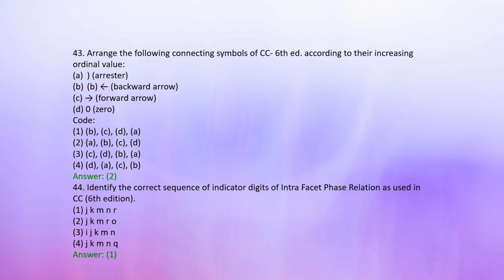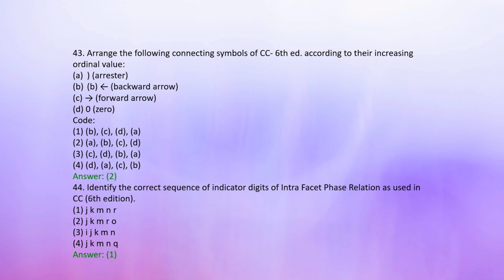Number 43. Arrange the following connecting symbol of CC 6th edition according to their increasing ordinal value. First, A. Arrestor, then B. Backward arrow, then C. Forward arrow, and D. 0. And correct answer is number 2, means first A. Arrestor, then B. Backward arrow, then C. Forward arrow, and then D. 0.